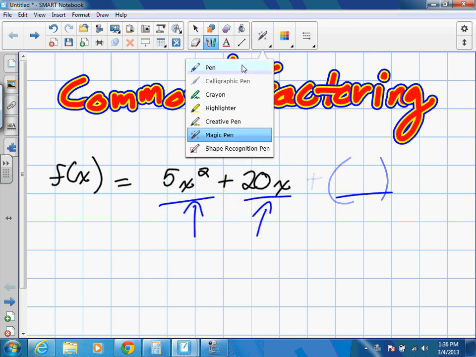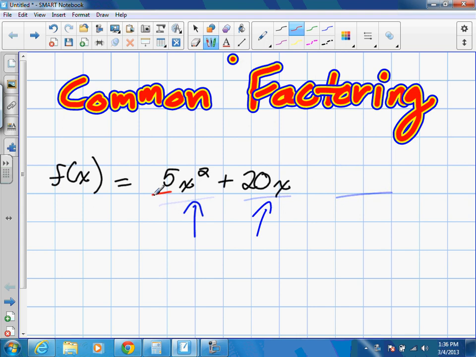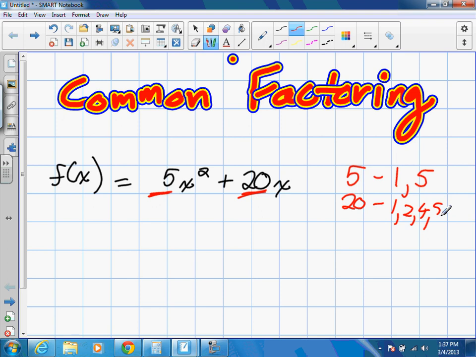What we're going to focus on to start is the coefficient, which is the number in front of the variable. I've got to look for a number that is divisible by both. If you can't see it right away, the easiest way is to set this up on the side and write the factors of both terms. For 5, we have 1 and 5. For 20, we have 1, 2, 4, 5, 10, and 20. Then we're just going to look for the greatest common factor.